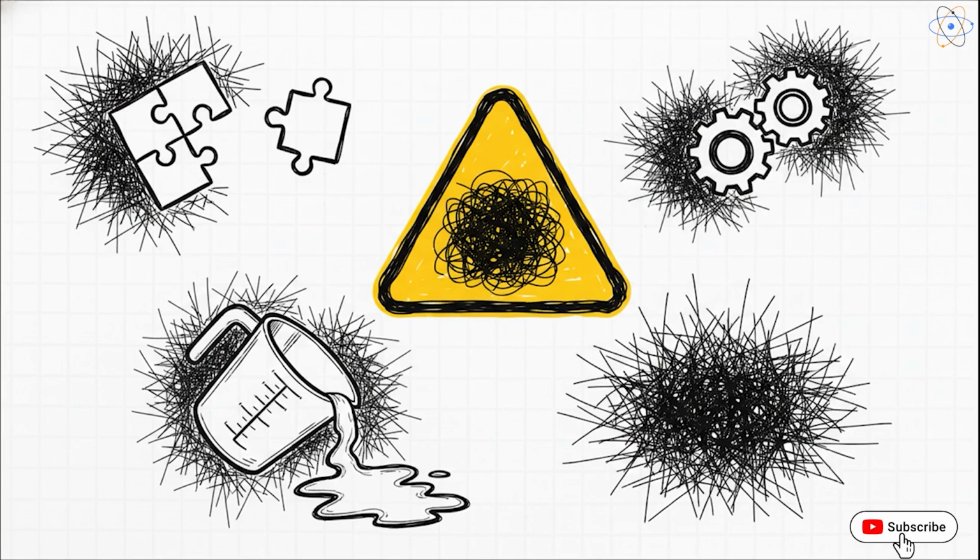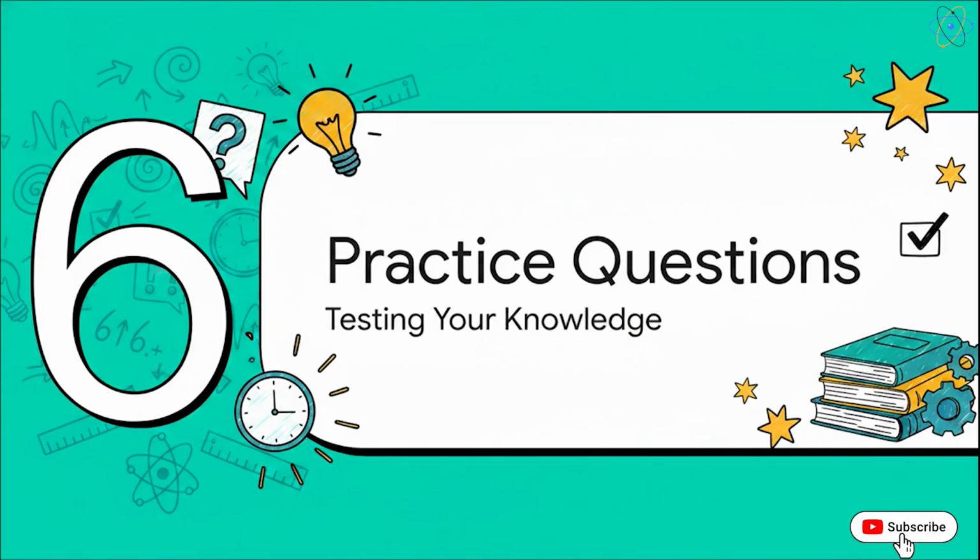And finally, the absolute biggest mistake we see, thinking units are just some kind of optional decoration. Every single symbol in a formula, like v equals u plus at, carries a unit. If they don't balance, the equation is wrong. Pure and simple.